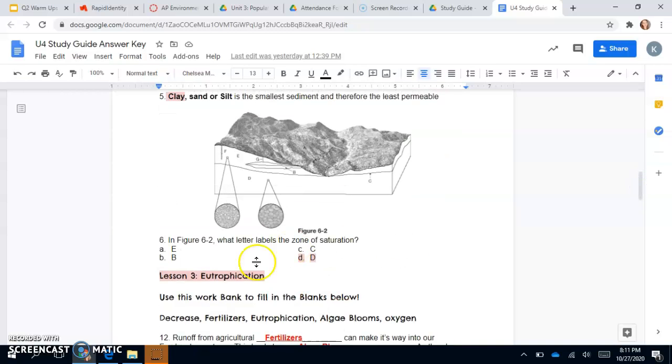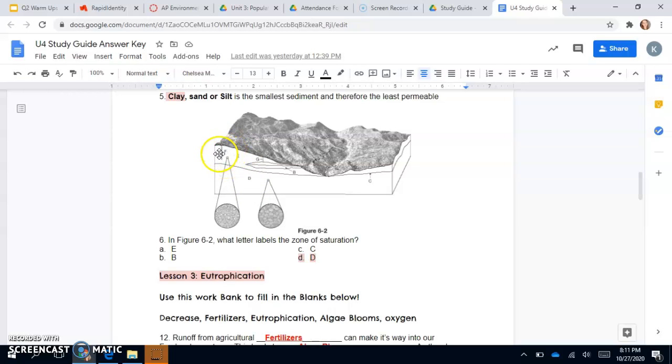All right, so 6 says in figure 6.2, what letter labels the zone of saturation? If we take a look here, we've got different labels, but this line is going to be our water table, right? Our water table is just the upper bound of our zone of saturation where there is water that fills the pore spaces, and then up above we have no water in the pore spaces.